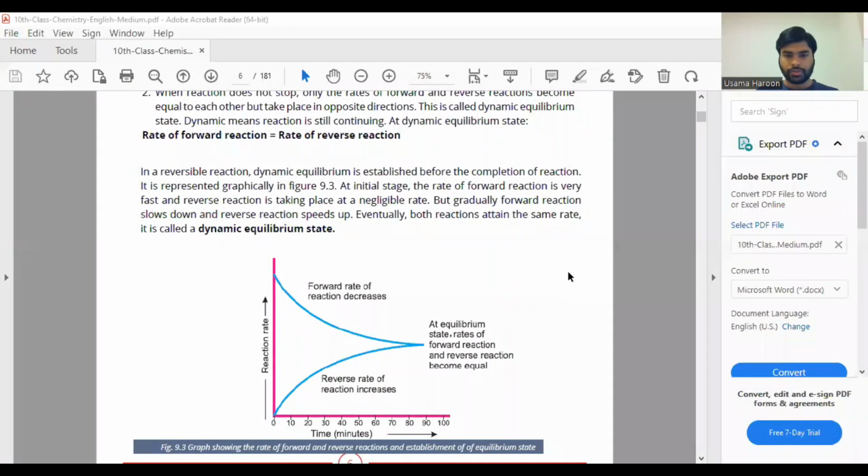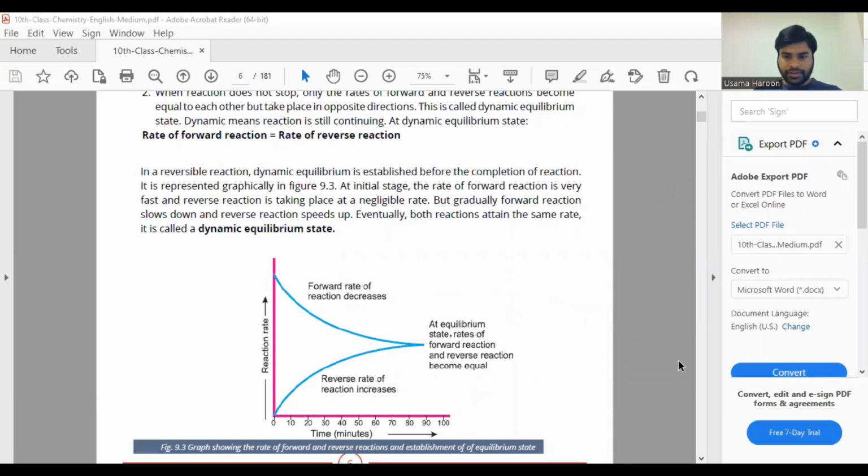We were discussing chemistry of class 10th, and we were discussing chapter 9, that is of chemical equilibrium. We have discussed the chapter till the end of dynamic equilibrium, and we'll be starting from the next topic, and that is of the graph, which is of dynamic equilibrium state.